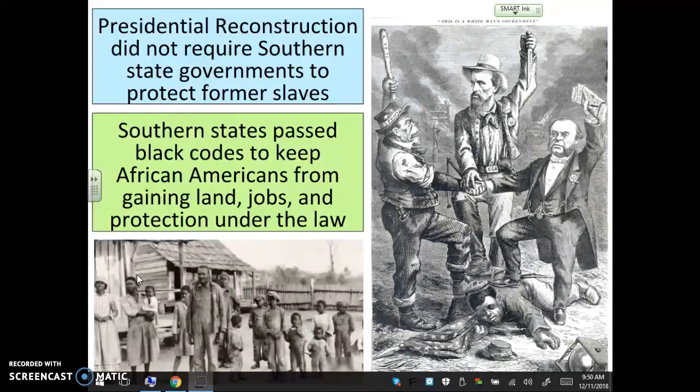And states are going to create these things called black codes, and we will look at an example of the Mississippi black code a little bit more in depth when we come back to class.